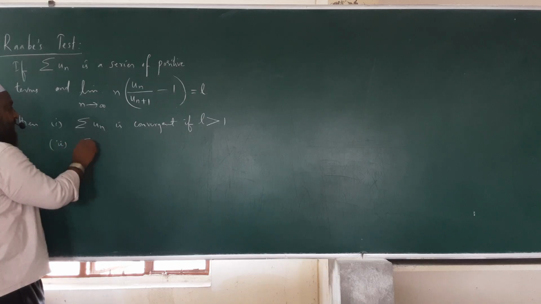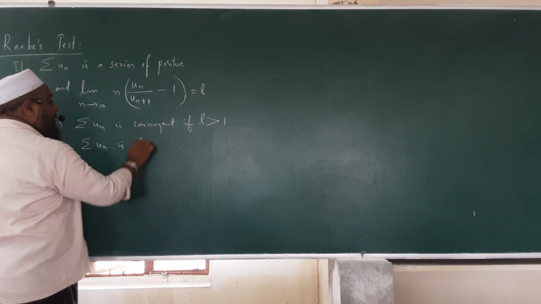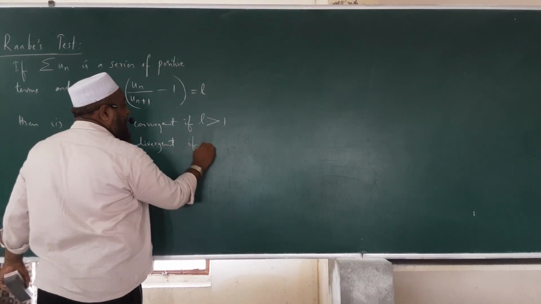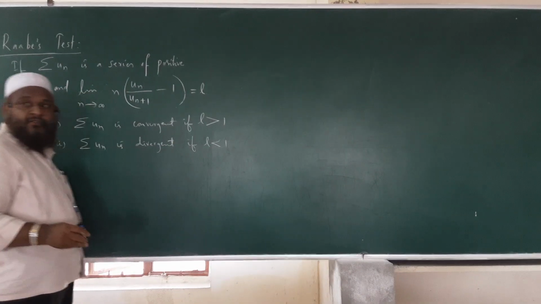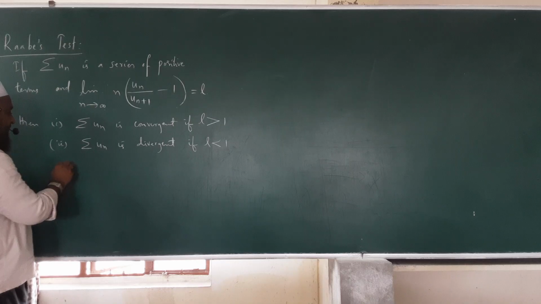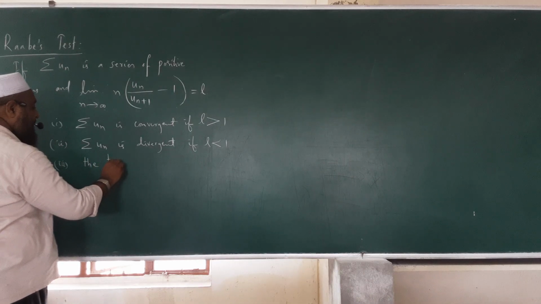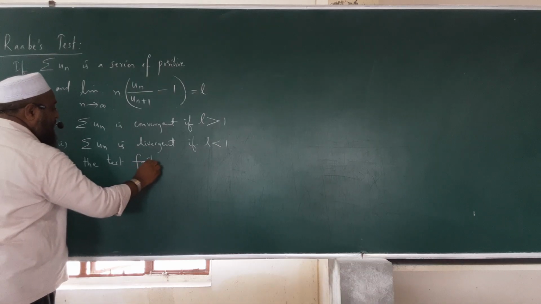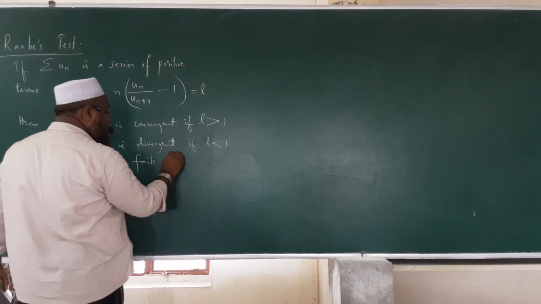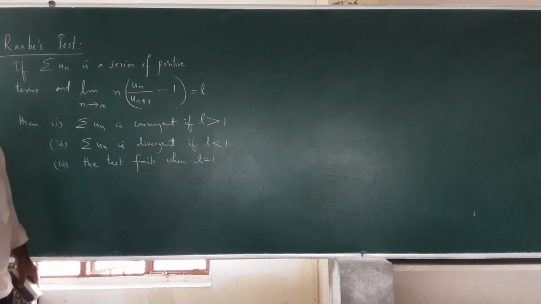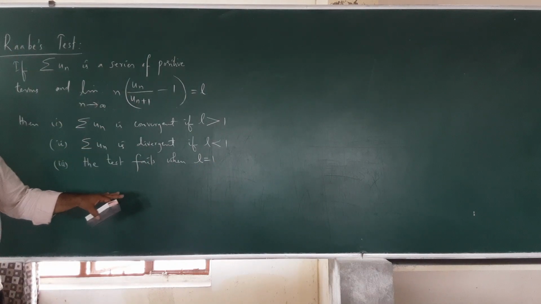Second bit: sigma un is divergent if L is less than 1. Number 3, again the same thing: the test fails when L is equal to 1. So everybody understood this one?